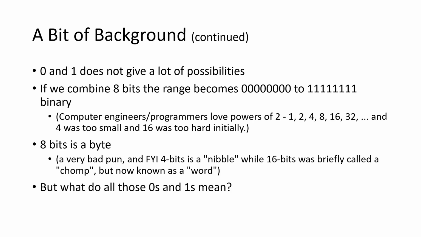And in a computer, a 0 or 1 doesn't give us a lot of possibilities. So in the early computers, they were combined. So 8 of them were combined into a bigger array. And we created this thing called a byte. And that is a very bad pun. If you take lots of bits, you end up with a byte. But what do all those noughts and ones, 0, 0, 0, 1, 0, 0, mean?